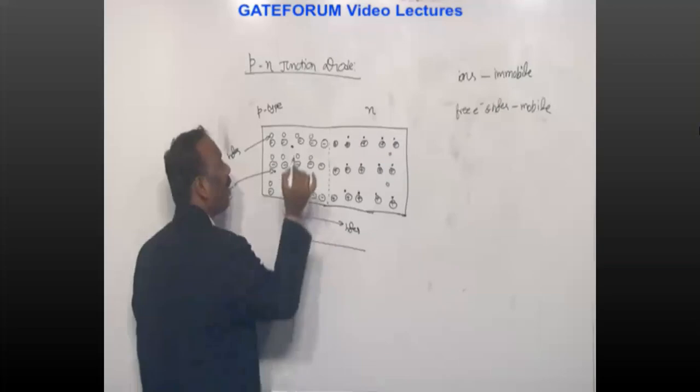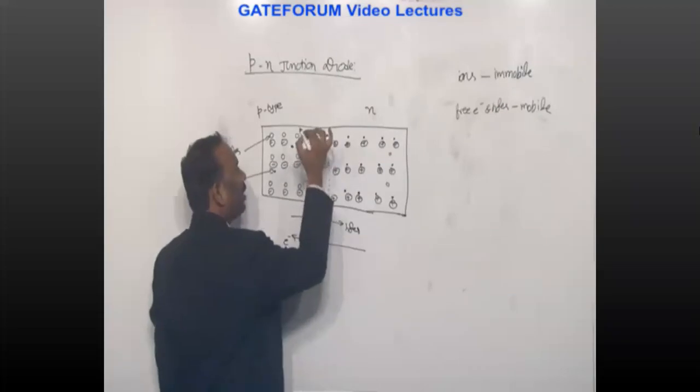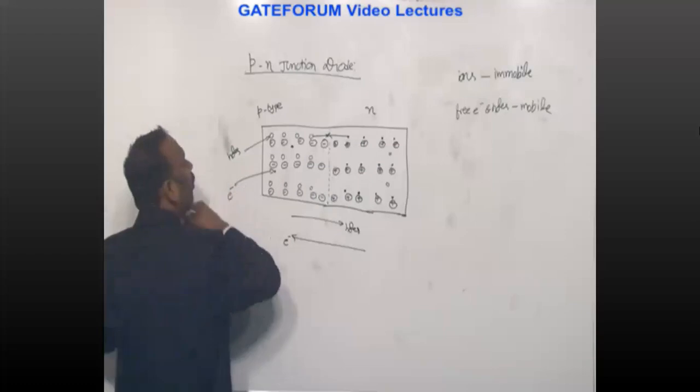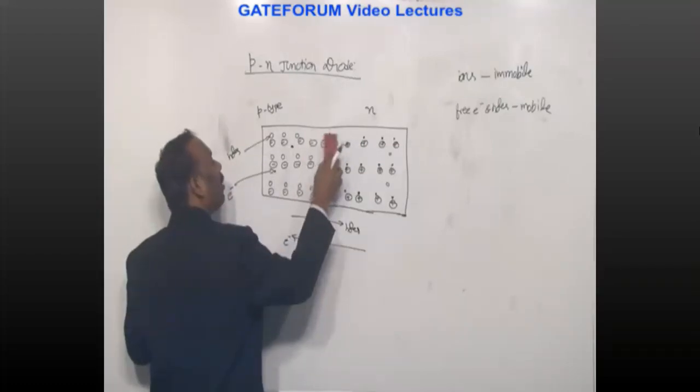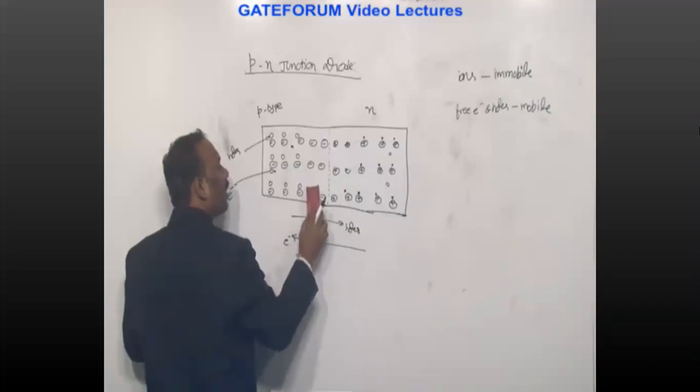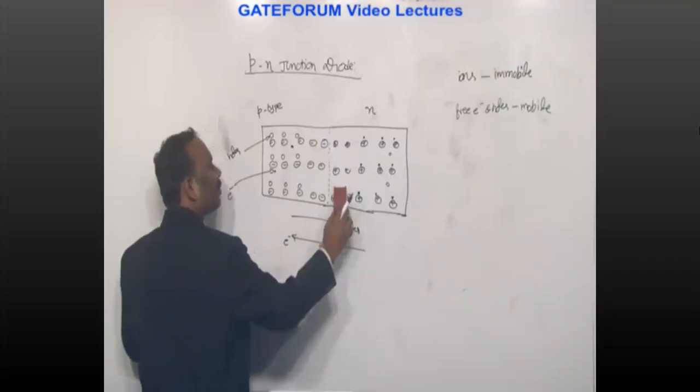So next, what is going to happen? Because of diffusion, this electron comes here, this hole and electron come like this. Therefore, once again, these both will combine and disappear. This will combine with this one, this will recombine with this one.